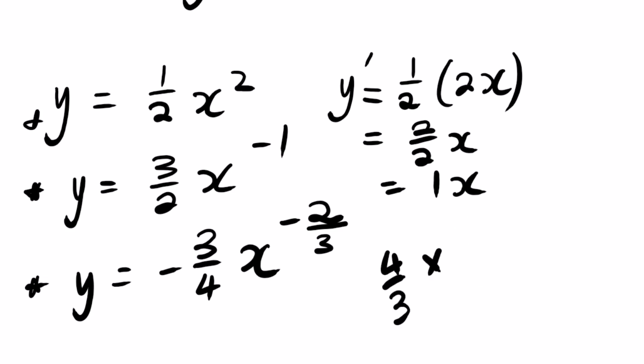Four over 3 multiplied by 2. This denominator will be part of the answer, so you simply rewrite it. 4 multiplied by 2 is 8.